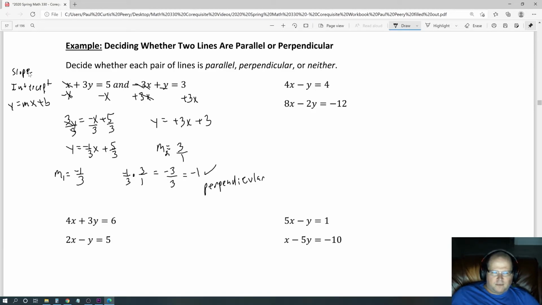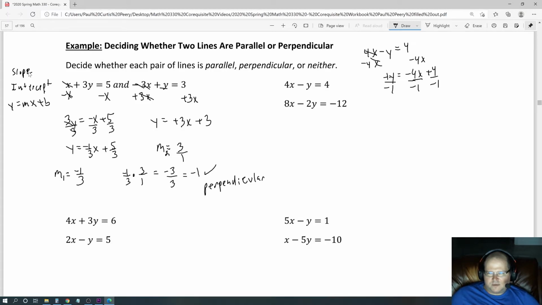Now, again, we can't determine whether it's parallel, perpendicular, or neither until we determine what the slope of the individual equations are. So first one is 4x minus y is equal to 4. So we say minus 4x minus 4x, cancel, cancel. Negative y is equal to negative 4x plus 4. Then we have a negative y here, so we have to turn it into a positive y by dividing by negative 1.